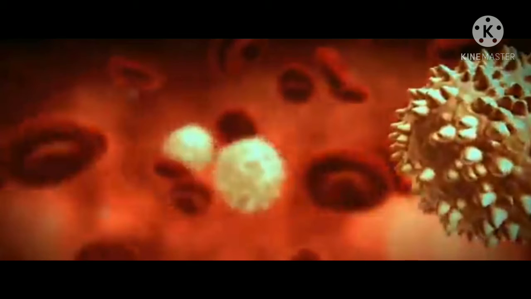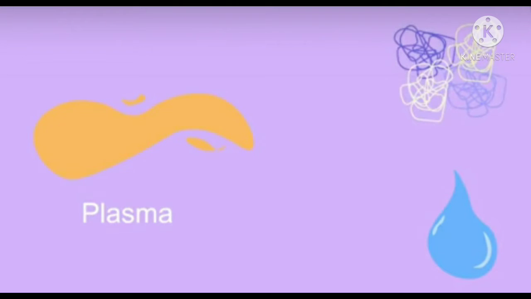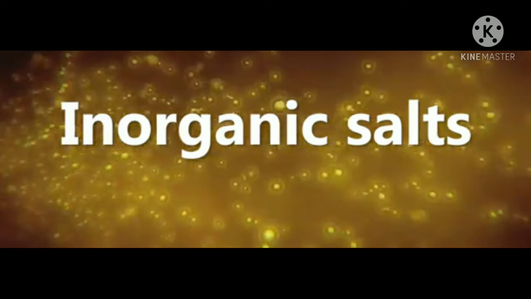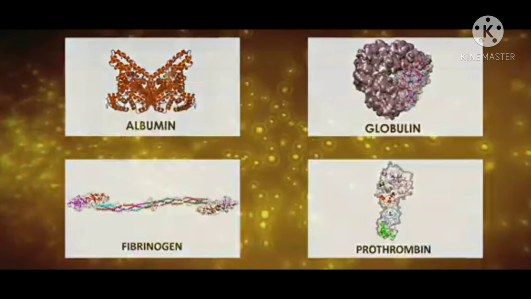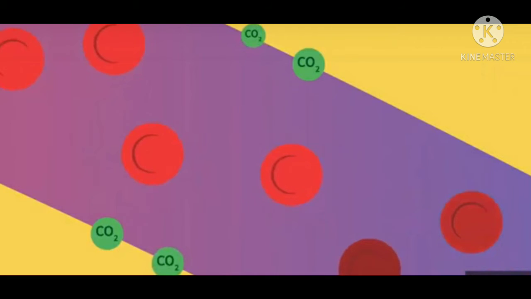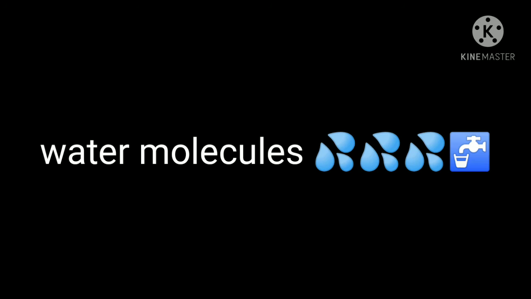Now, imagine a situation where floating blood cells are separated from blood. Then, the colorless or pale yellow thick fluid left behind is plasma. Most of plasma is water, in which many materials are present in a dissolved form. Among the variety of components, there are inorganic salts, proteins, albumin, globulin, fibrinogen, prothrombin, gases like oxygen and carbon dioxide, nutrients, molecules formed after food digestion. Also, there are water molecules suspended in plasma.